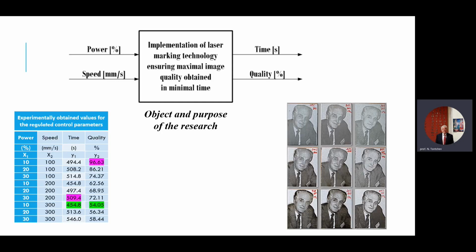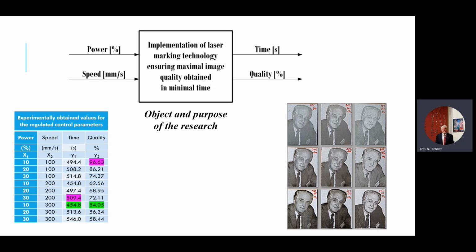Let us now turn our attention to the quality of the images obtained in different technological modes, defined as a combination of the power of the mode and the speed of the laser beam in image formation. To all these 9 combinations between the power, normalized in percentages, and the speed, expressed in millimeters per second, corresponds the time to obtain an image of the corresponding quality.